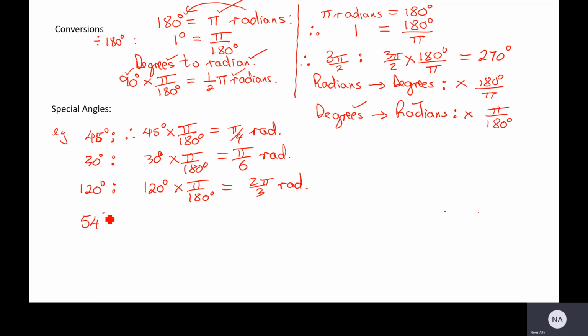But what if it's not a special angle? 54 degrees. You're still going to do the same. 54 times pi divided by 180. But now you will use your calculator, because that can't simplify to a very nice fraction. These special angles you need to know. In other words, you need to know 90 is pi over 2 radians, 45 is a quarter pi radians, 30 is pi over 6 radians.